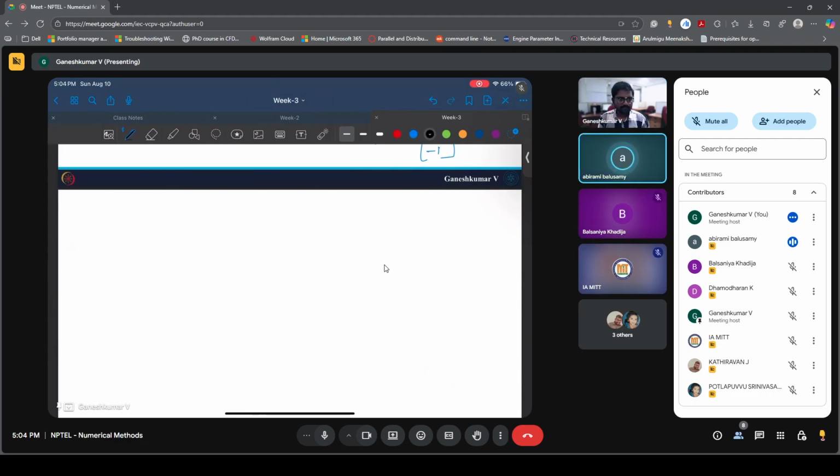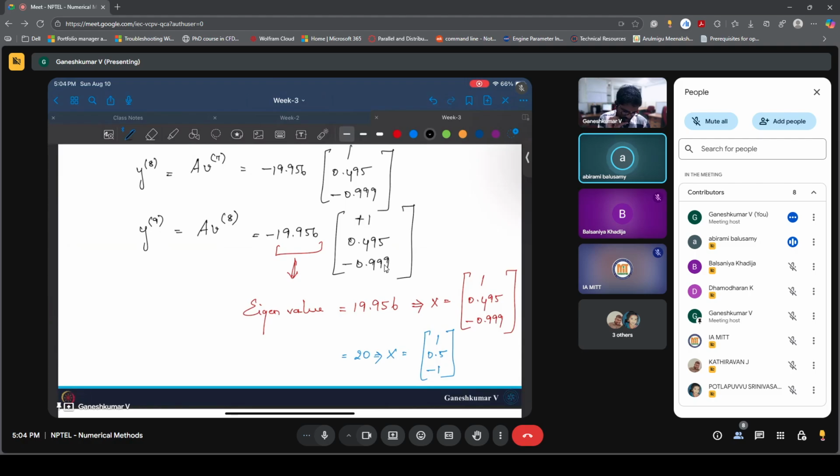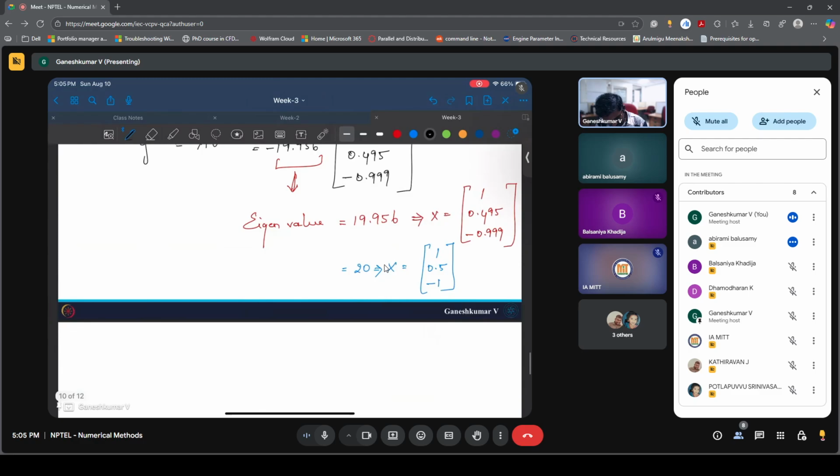Sir, I have a doubt in that. Sure. The eigenvalue is minus 19.956, but you were telling plus 19.956. Right, right. Yeah, it's a good confusion to have.